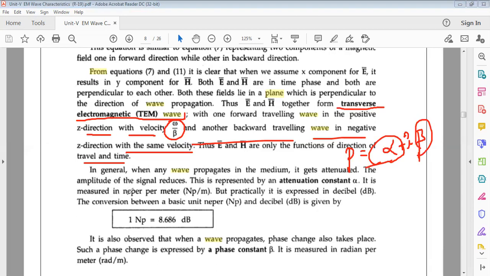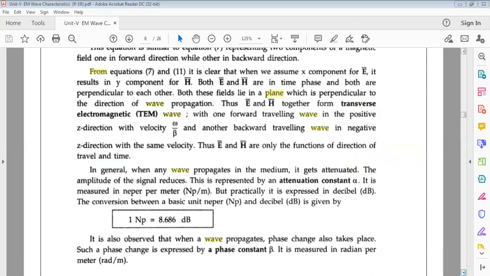The attenuation constant α is measured in Nepers per meter, but practically it is expressed in decibels. The conversion between the basic unit Neper and the decibel is given by 1 Neper equal to 8.686 decibels. It is also observed that when the wave propagates, a phase change also takes place. Such a phase change is expressed by the phase constant β, in radians per meter.